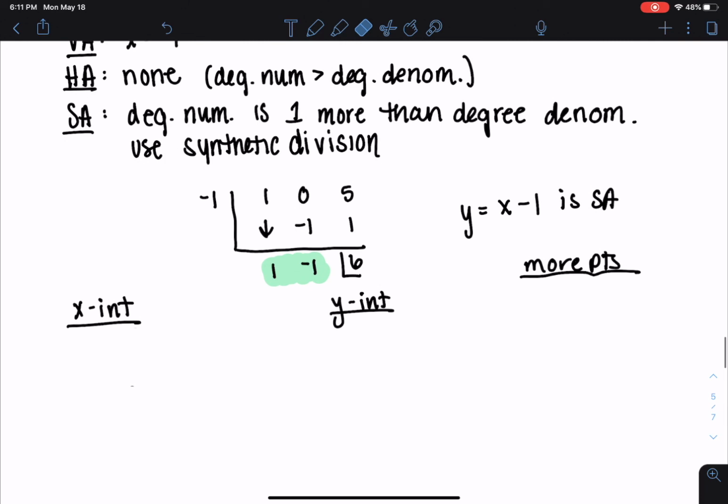So now let's just find a few more points. Let's find the x-intercept. That's going to be when our function equals 0. Well, we can go ahead and cross multiply because it's an equation, it's not an inequality.